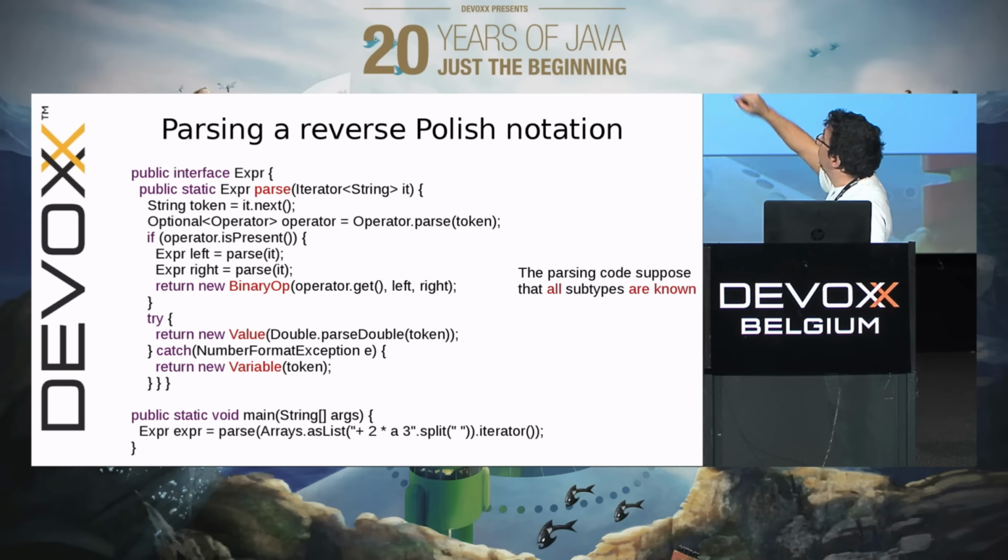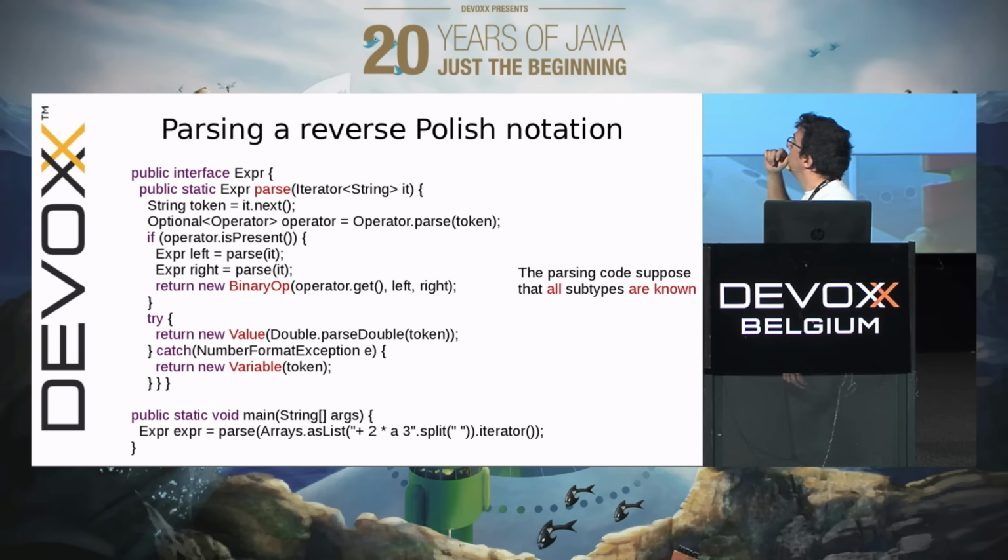So basically, I take the first token, I try to parse it using operator.parse. If the operator is present, I will call new binary op with the result of the parsing of the two arguments after. Otherwise, it's perhaps a value, so I try to call Double.parseDouble. If it works, it was a value. Otherwise, I will get a number format exception and I return a new variable. It's a way to do the parsing.